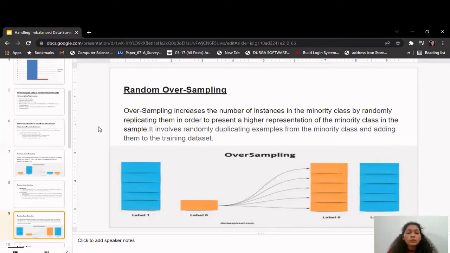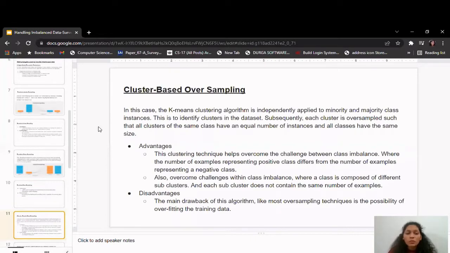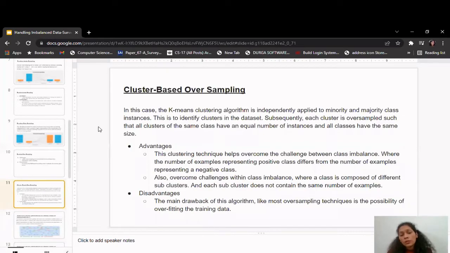Let's move over to the next techniques. The other technique in these is cluster-based oversampling.